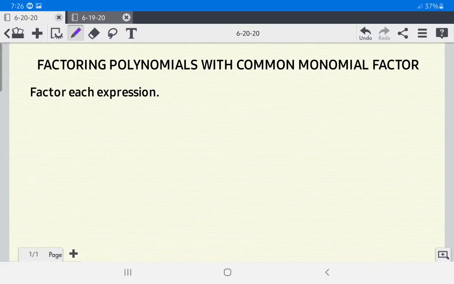Hello everyone, so today we're going to factor polynomials with common monomial factor. There are two steps to be followed. Number one is we have to find the GCF. When we say GCF, that is the greatest common factor.